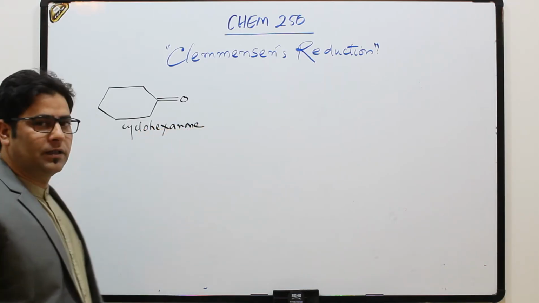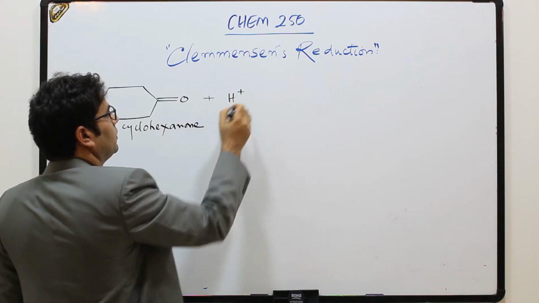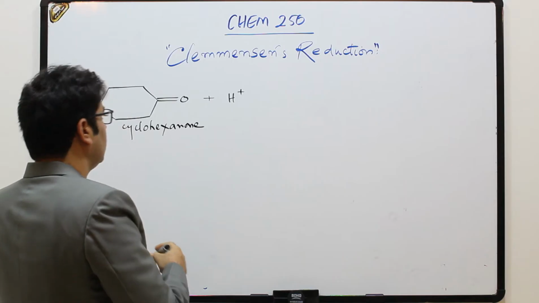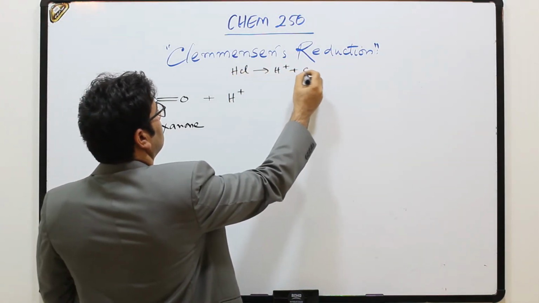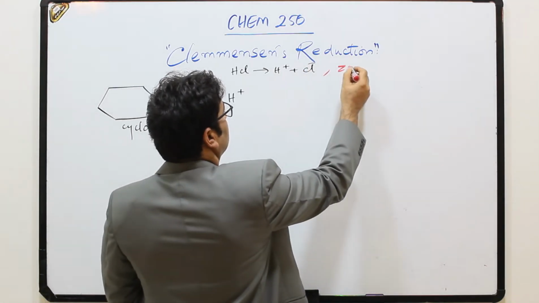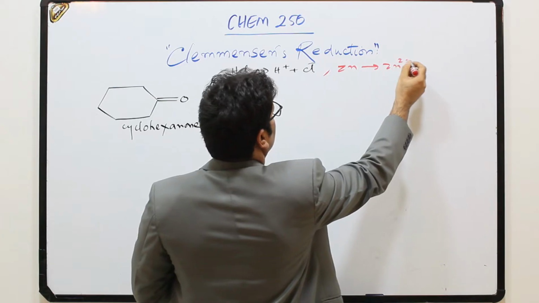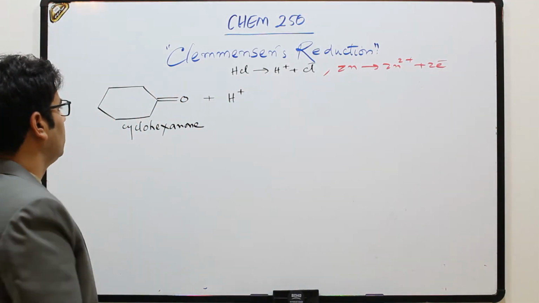This is cyclohexanone. So there will be attack of H positive. This H positive will come from where? From HCl. HCl will give H positive plus Cl minus. And also we have another thing: zinc will give zinc 2 positive plus 2 electrons. These two steps you have to keep in mind.